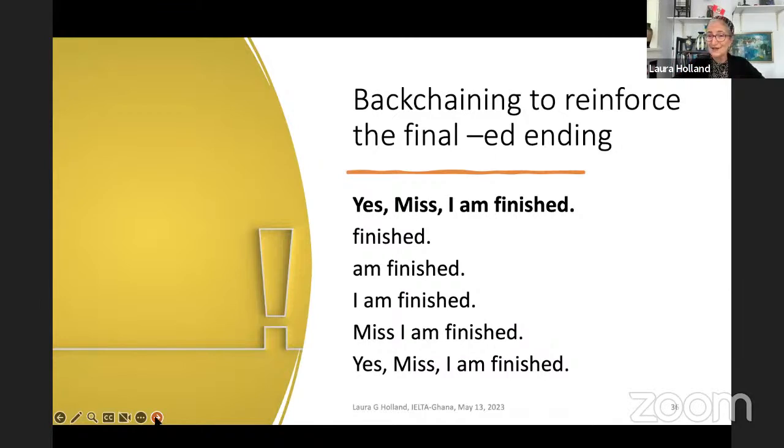So if you do this every day for a week, you're going to be able to help change some of those patterns where they reinforce the final ED ending that is missing from a lot of people's speech.